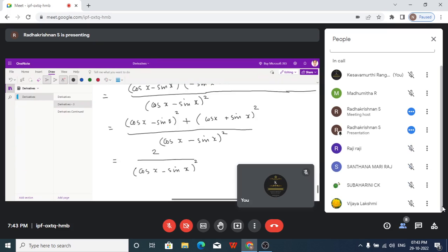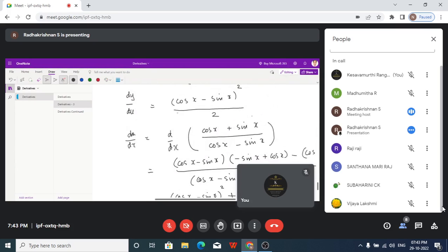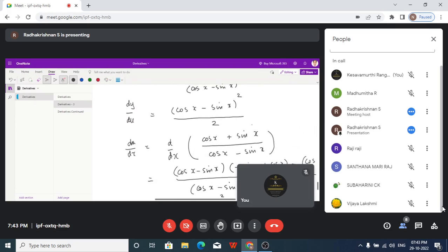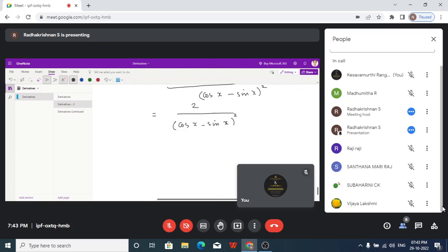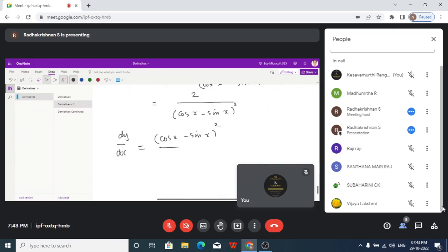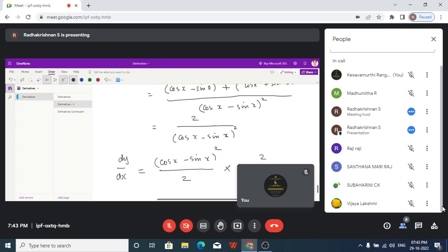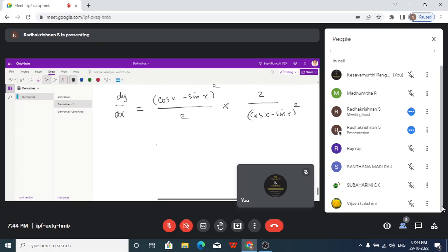Okay. So now we have du by dx and dy by du, and we put them together. dy by du is (cos x minus sin x) the whole square by 2, into du by dx, which is 2 by (cos x minus sin x) the whole square. They all get cancelled out. The answer is 1.